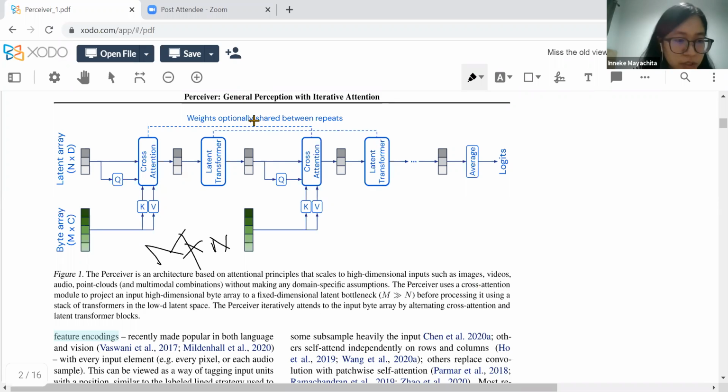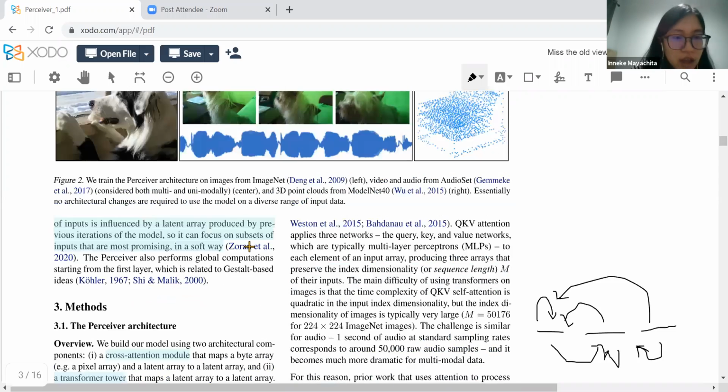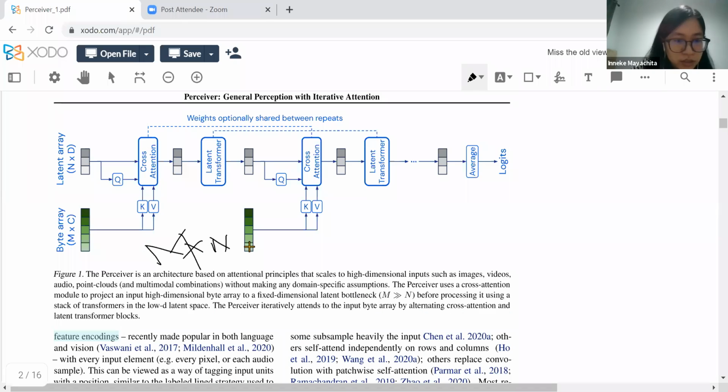Yeah. So, okay, we can continue. Where was I? Okay, I think we can just look at this.